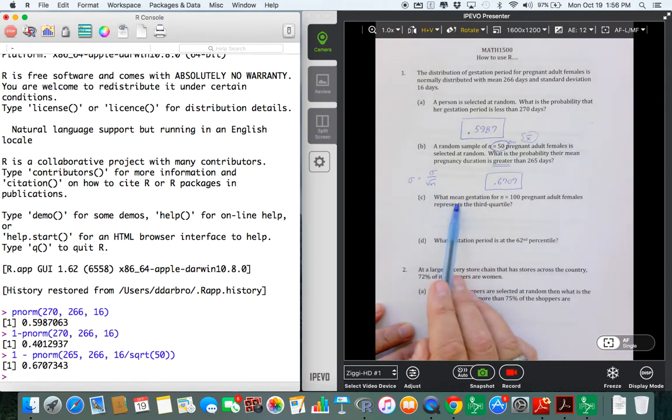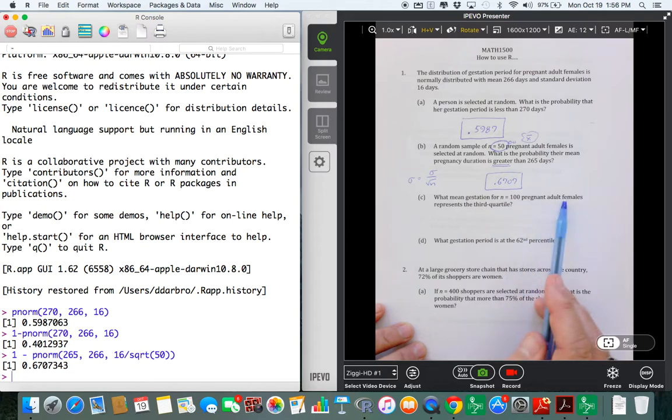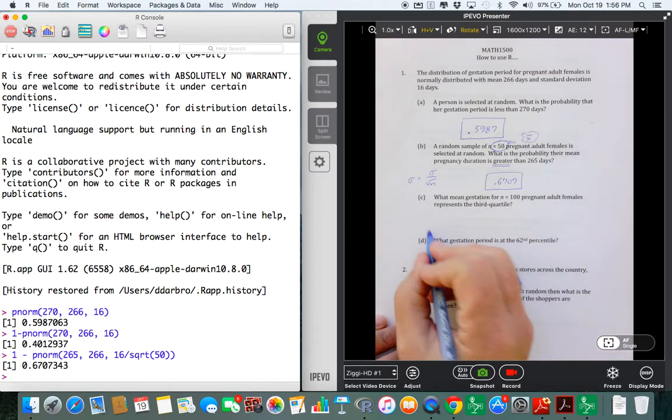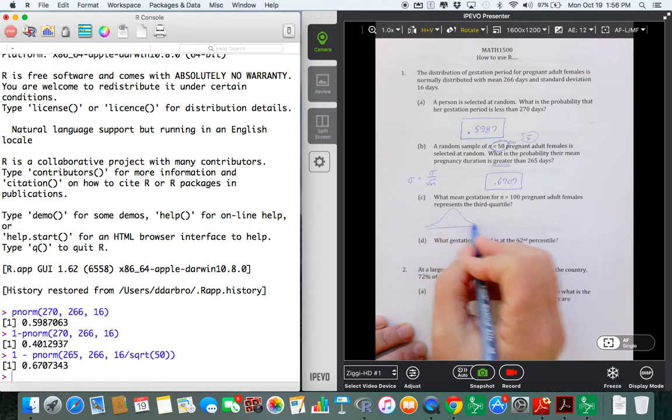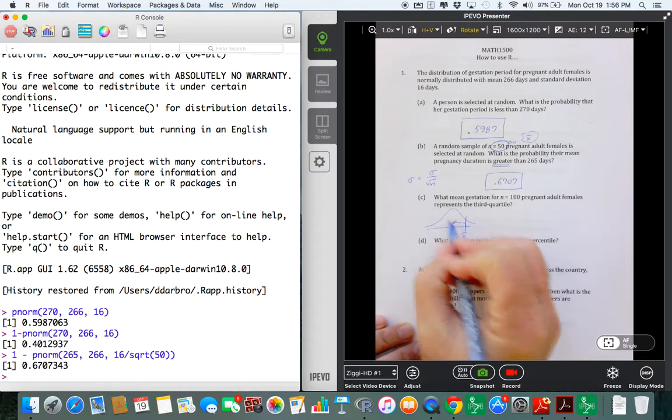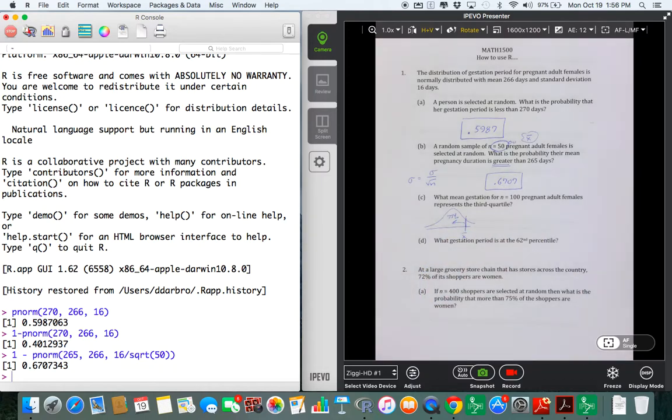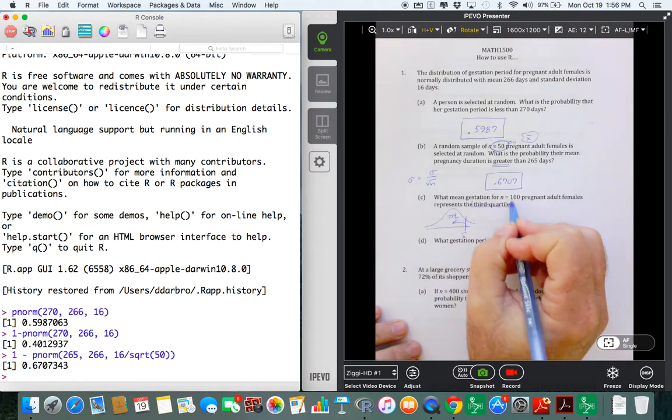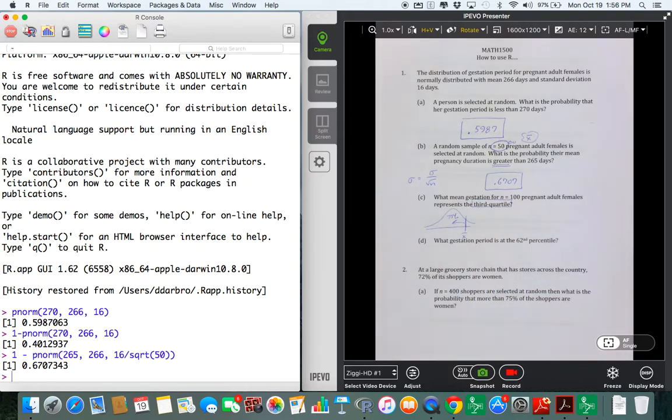Now the next thing says, what mean gestation period for 100 pregnant adult females represents the third quartile? Well, guys, what you're trying to do now is find the mean that has 75% below it. Because that's what the third quartile is. It's the value that has 75% below it. So, guys, in this situation, you're going to use Q norm. You're not being asked to find a percentile, a proportion, a percent, anything that starts with a P. You are given the information and you're trying to find the score from the distribution that represents the third quartile. So we want 0.75 below.